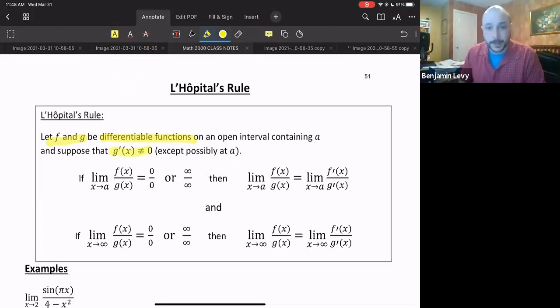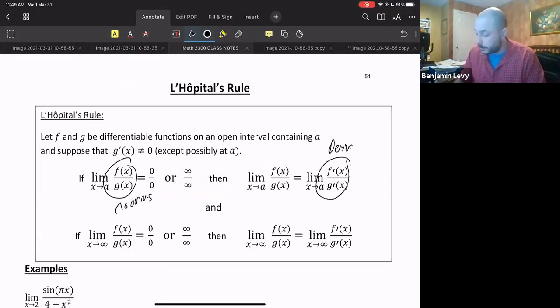We can take their derivatives on an interval, and we don't want the bottom one to be 0 because it's in the denominator, right? And what this says is, if we're trying to do a rational limit and we get one of these two indeterminate forms, then it turns out the rational limit is the same as if we took their derivatives. Notice how the ones over here have no derivatives, but the ones over here are derivatives. And it works with both cases.